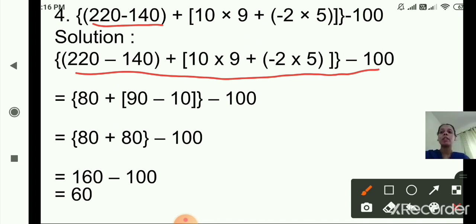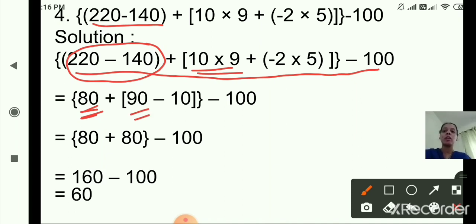So 220 minus 140, that is 80. We'll carry out this first. Now 10 multiplied by 9, that is 90. Now the next one in between, as you can see, I have written a minus sign. Why? Because plus times minus becomes minus, and 2 5s are 10. So here it is 10. Minus 100 we have written as it is.